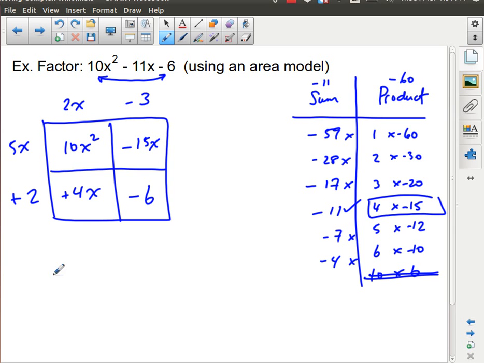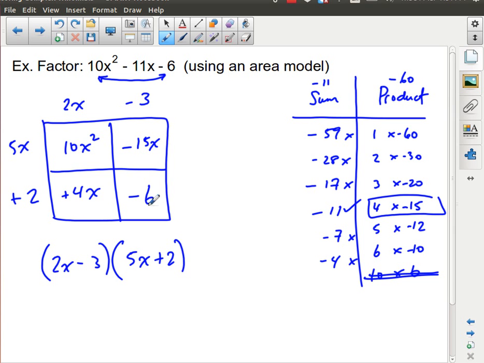And my answer then ends up being 2x minus 3 and 5x plus 2. So you can see some of the work was the same. The sum and product part was the same. But how we came up with these values, it's kind of an alternate method to factoring by grouping. So if you're having a hard time with factoring by grouping, you might want to try this area model instead, because now you're just really doing common factors.